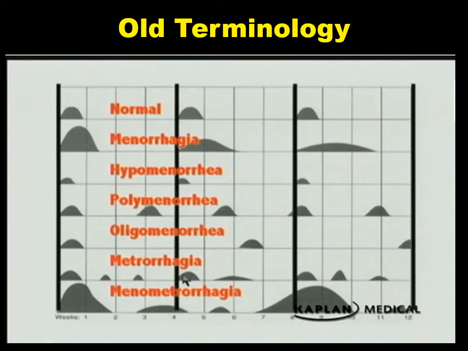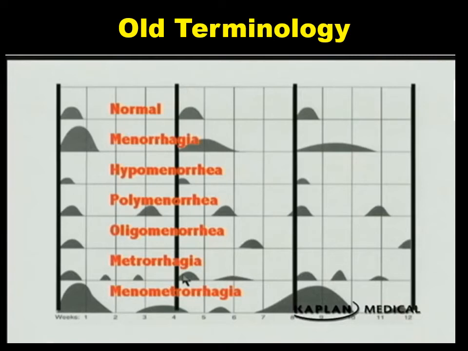Hypomenorrhea, when the cycle continues to be regular, but the amount of blood loss is minimal and the duration is less than 2 days. Polymenorrhea, when you find the cycle length less than 21 days. So this means more frequent cycles. From the beginning of the cycle till the next, less than 21 days, we call it polymenorrhea.